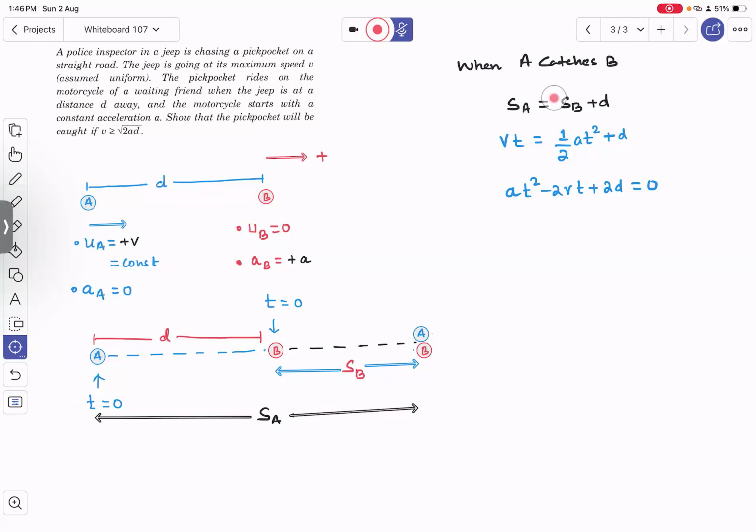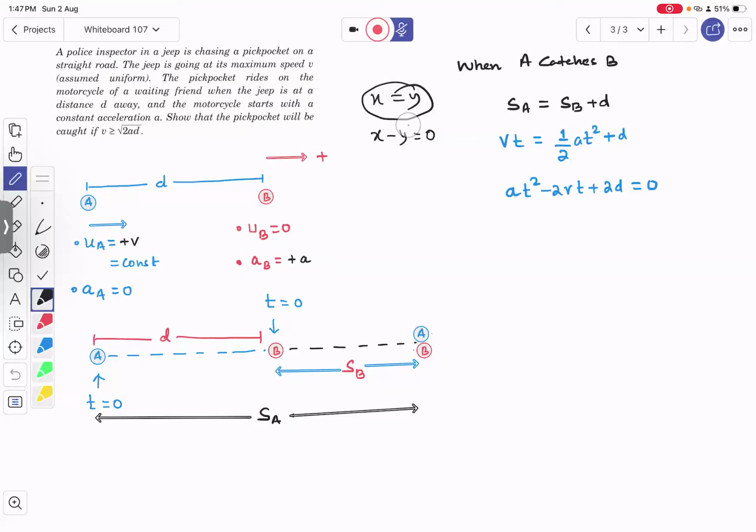That if A catches B, then this black equation must be true. So suppose I have the equation x is equal to y. If I write it like this, x minus y equals 0, both are the same thing only. You can't say x equals y is different from x minus y equals 0.